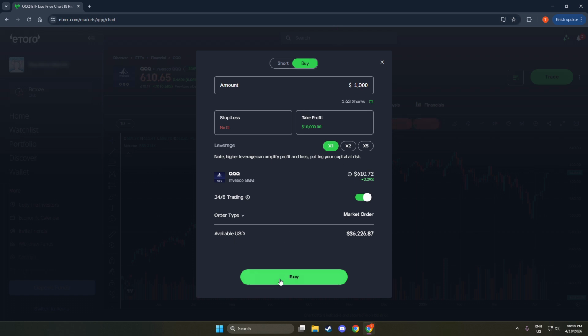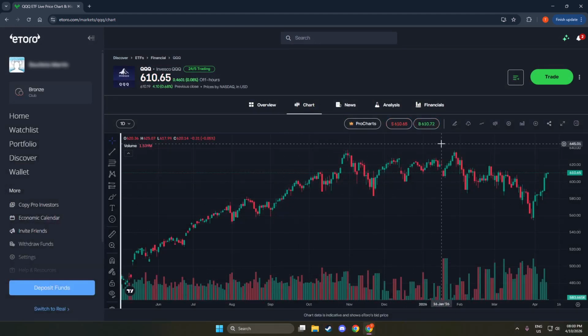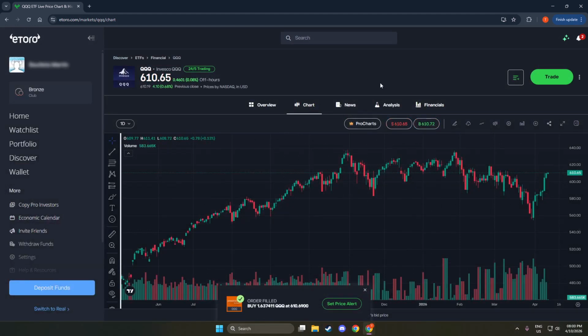That's it. You found ETFs on eToro, evaluated an option using the chart, performance, and holdings, and placed a simple long-term buy. As always, investing involves risk, so consider your time horizon and diversify thoughtfully.